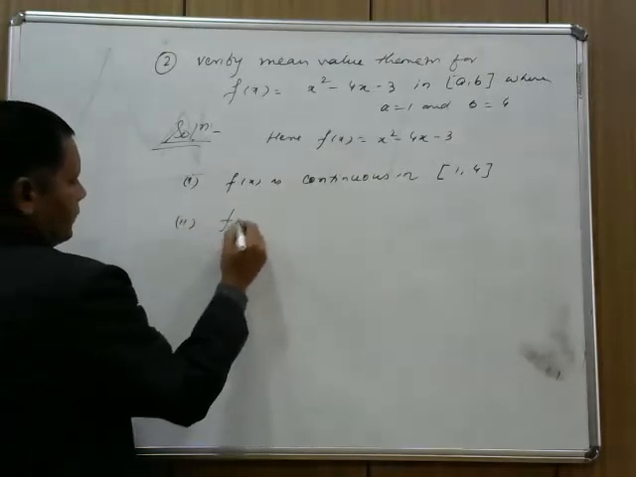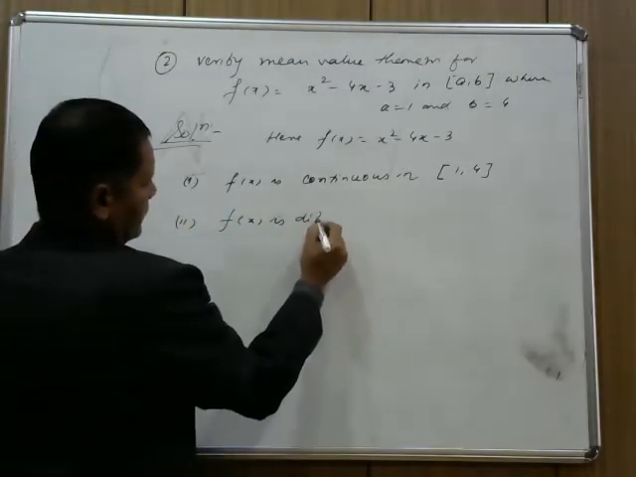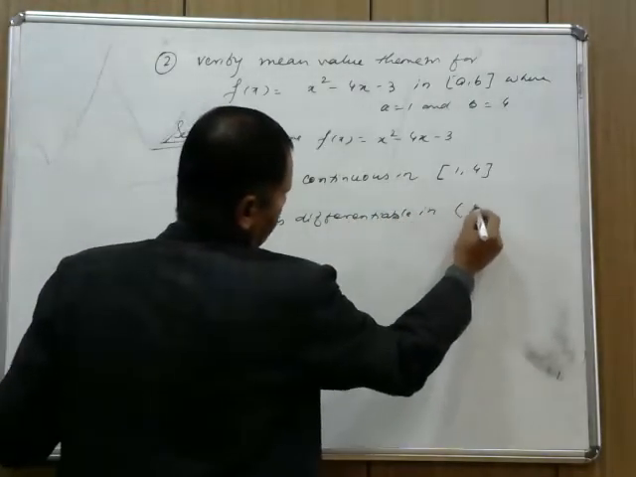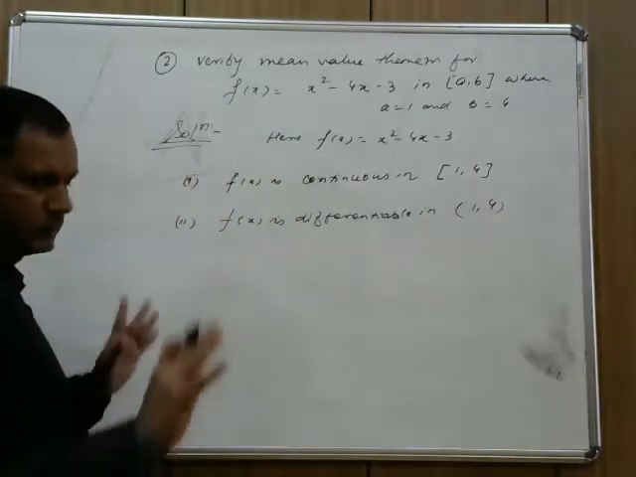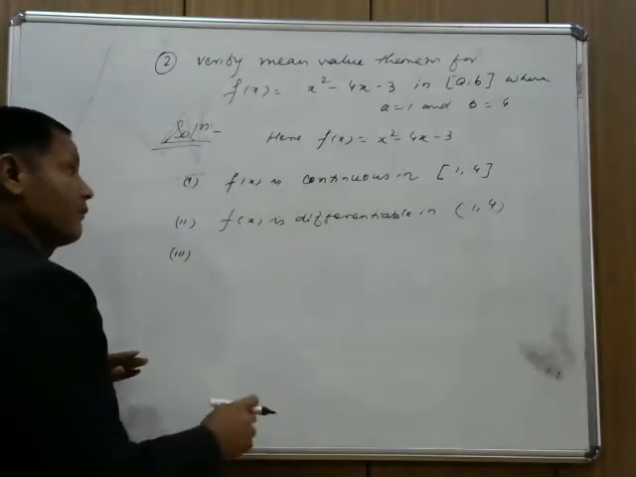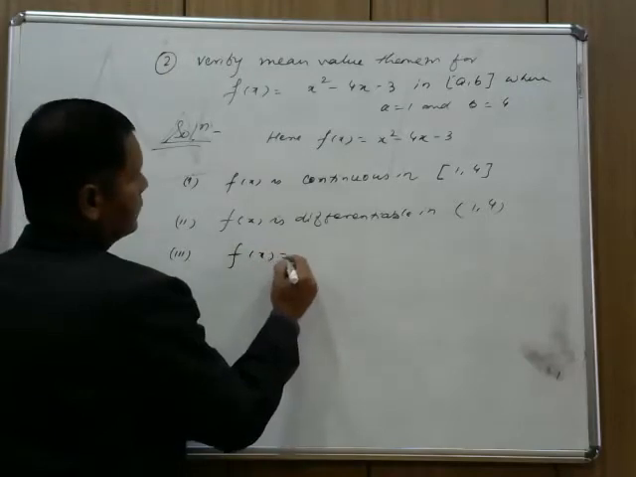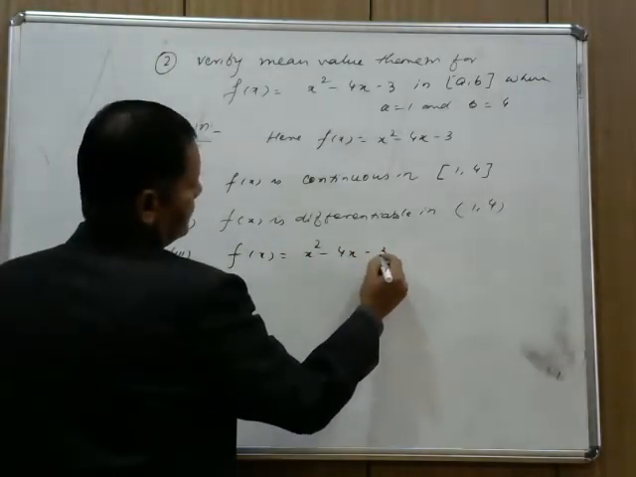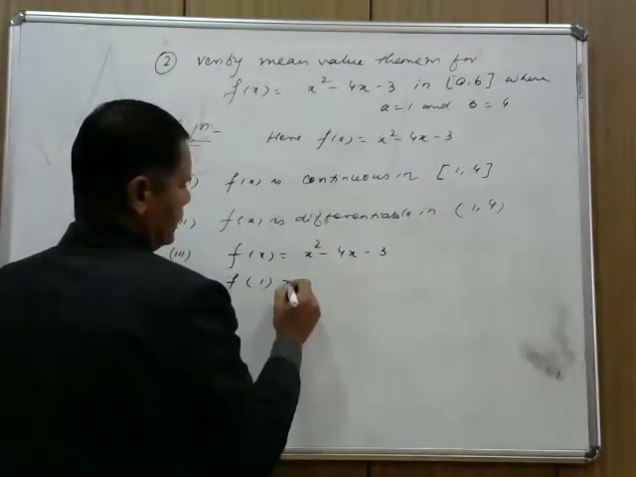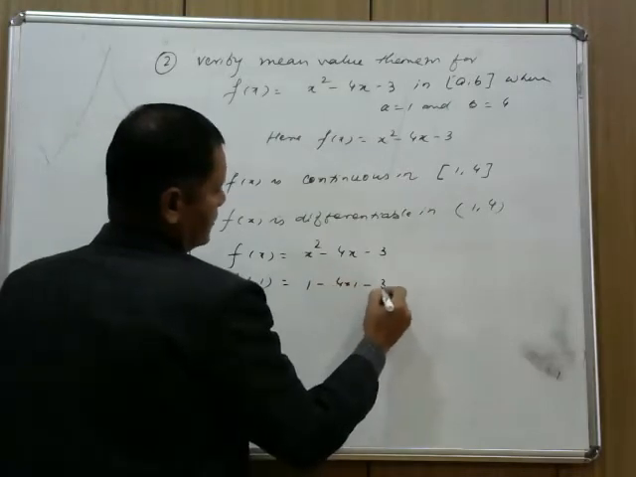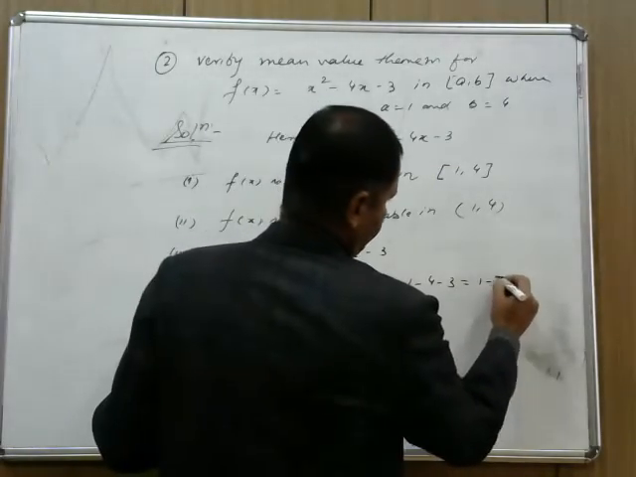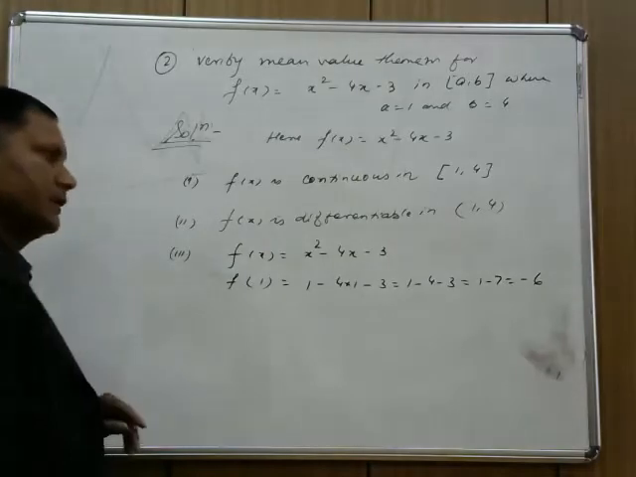Second, f of x is differentiable in the interval (1, 4). These are the two points. Third, we will find the values of f of a and f of b. f of x is equal to x square minus 4x minus 3, and therefore f of 1, where a is equal to 1, is equal to 1 minus 4 into 1 minus 3, so 1 minus 4 minus 3, that is 1 minus 7, which is minus 6.